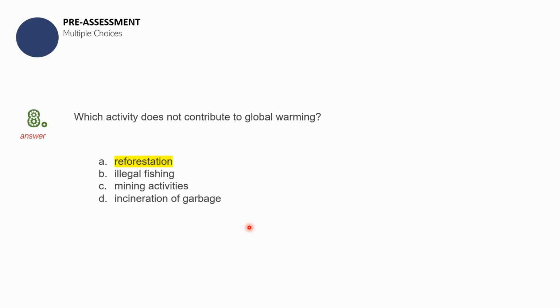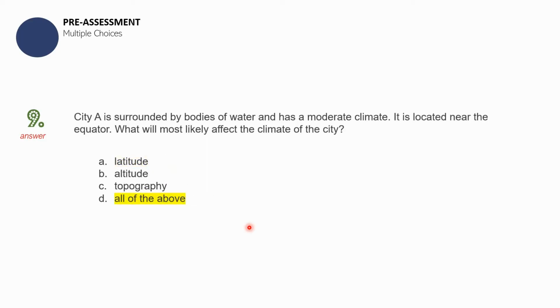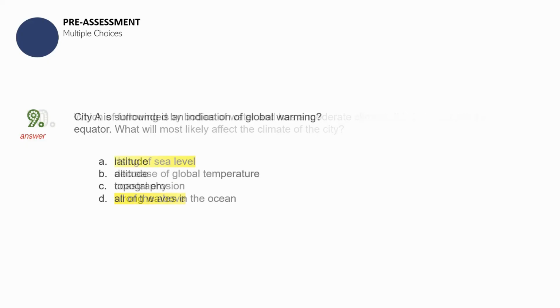The answer to question number 9 is D. All of the above. The answer to the last question is A. Rising of sea level. How did you do?